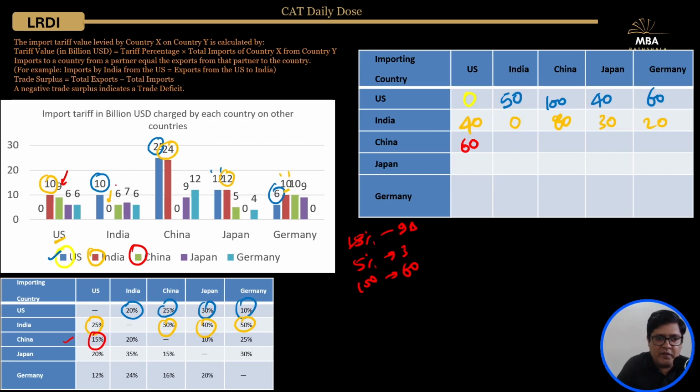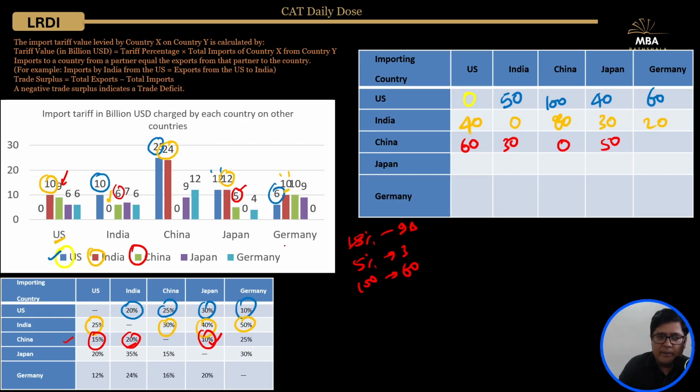China and India, see, China is charging India 6 billion in tariffs, which is 20%. 20% is 6 billion. So 5 times, 100% is 30 billion. Some mental maths. China cannot charge itself any tariff. Now Japan, they are charging 5 billion in tariff. That 5 billion is 10%. How can I get 100%? Make it 10 times. So 50 billion imports from Japan.